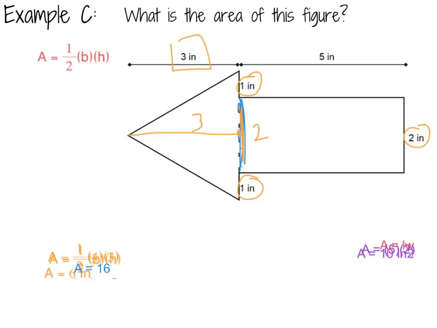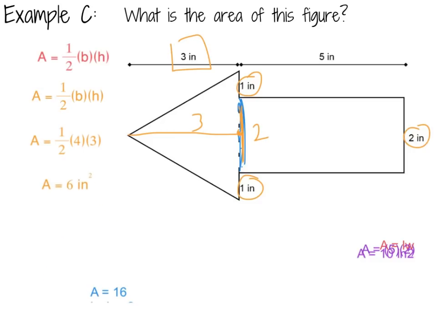So let's go ahead and plug those things in. Copy down my formula again, plug in my 4, plug in my 3. I'm going to multiply everything together, and I end up with A equals 6 inches squared. But that's not the only thing I need to do.